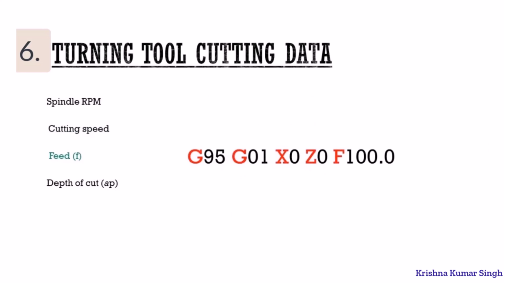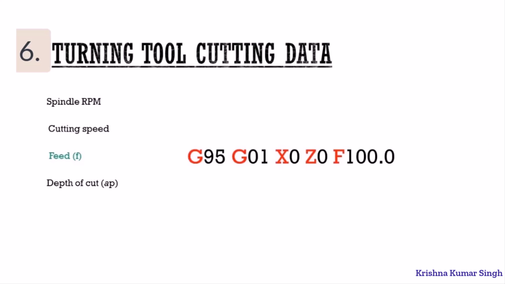Feed is the speed of tool movement, and in lathe operations, it is defined as the distance the tool moves per revolution of the spindle. Therefore, in lathe CNC, G95 is used, which means feed is defined as millimeters or inches per revolution. On the other hand, in milling, G94 is usually used, which means feed is defined in millimeters or inches per minute. In this sample G-code line, we have G95, which means feed is defined in millimeters or inches per revolution.